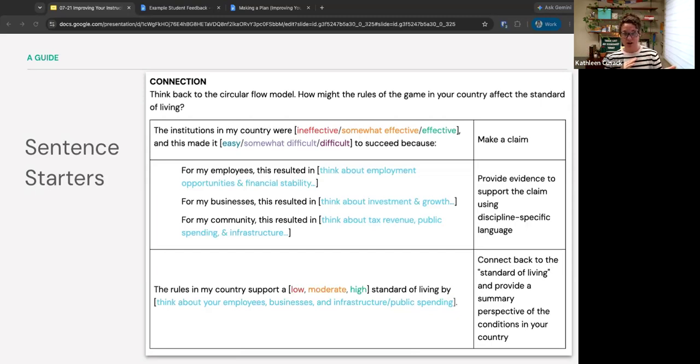And our initial structure for the debrief of that activity was asking students, how might the rules of the game in your country affect the standard of living? That's a pretty meaty question. So we changed that based on what we heard from the students.